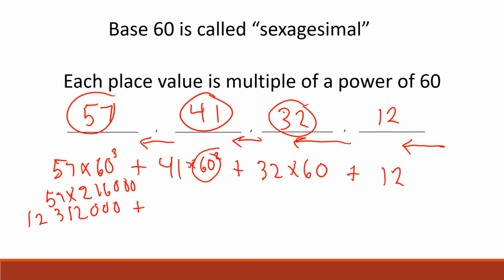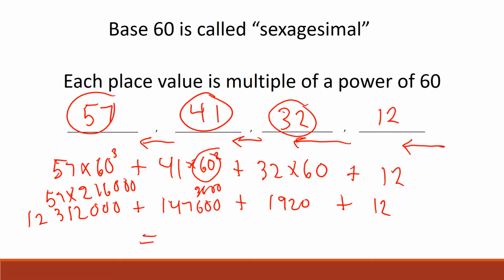The next one, 60 squared, is 3,600. Multiply that times 41 and we get 147,600. The next one, 32 times 60, is not so bad. You could probably do that in your head. That's 1,920. And then plus 12.